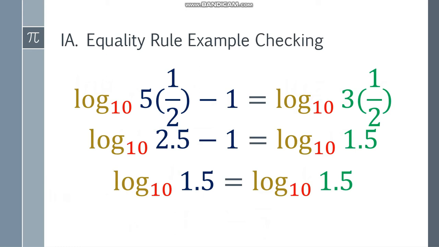Now, let's check it by substitution property. 5 times 1 half minus 1 is equal to 3 times 1 half. So 2.5 minus 1, that will be 1.5, and on the right side, that will also be 1.5. Means that we are correct.